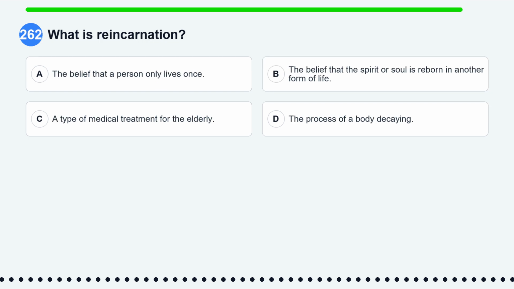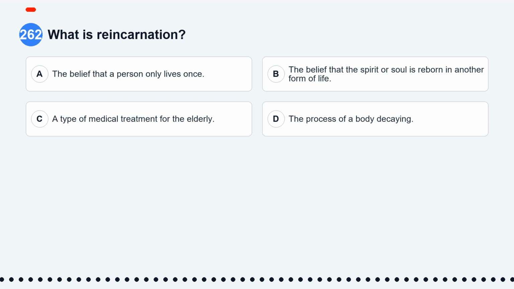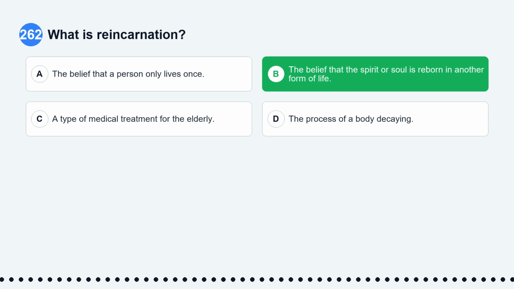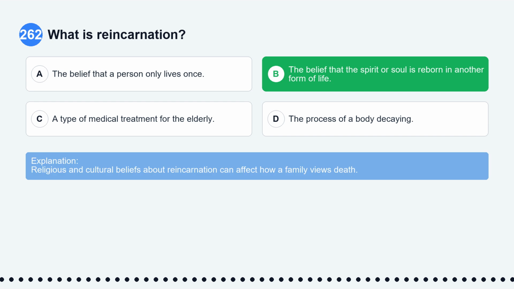Question 262. What is reincarnation? Option A, the belief that a person only lives once. Option B, the belief that the spirit or soul is reborn in another form of life. Option C, a type of medical treatment for the elderly. Option D, the process of a body decaying. The correct answer is option B, the belief that the spirit or soul is reborn in another form of life. Religious and cultural beliefs about reincarnation can affect how a family views death.